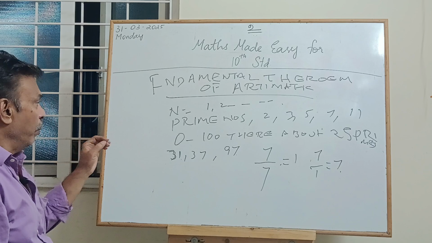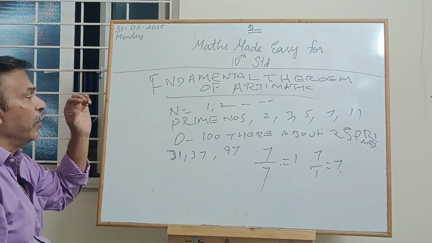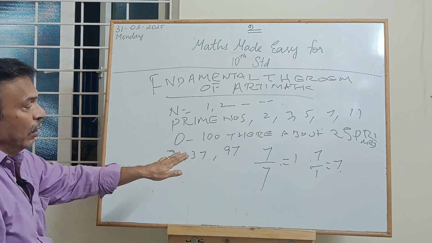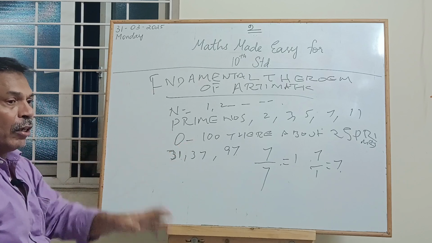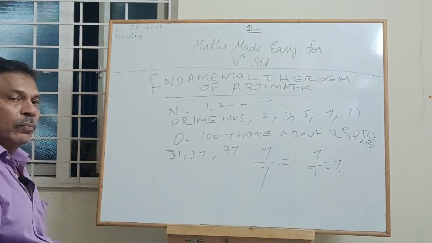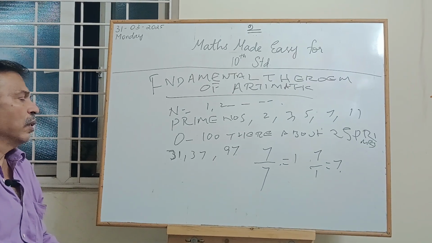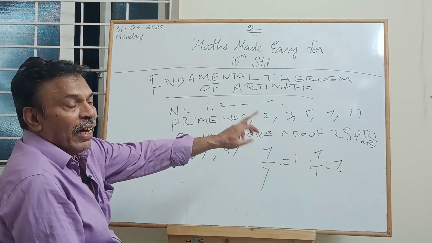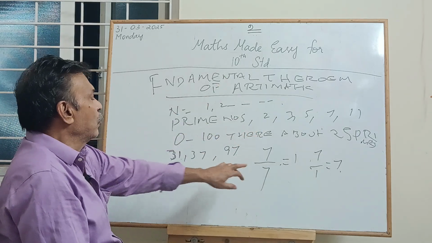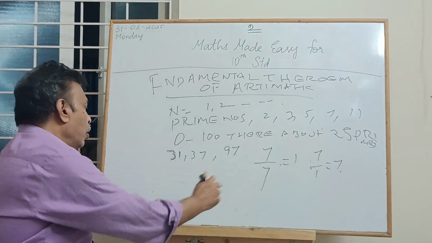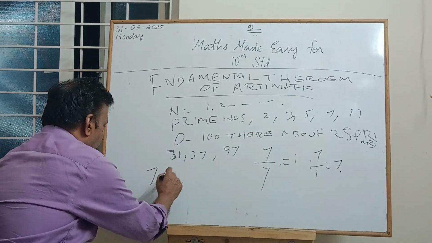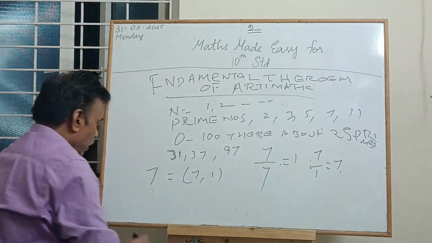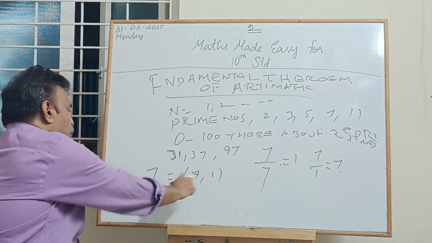The main meaning of prime number is that it cannot be divided by any other number other than by itself. Am I clear? So there are two factors. A prime number cannot be divided by any other number other than its own. If a prime number has two factors, suppose you take 7: you can divide by 7 and you can divide by 1. So there are two factors of 7.